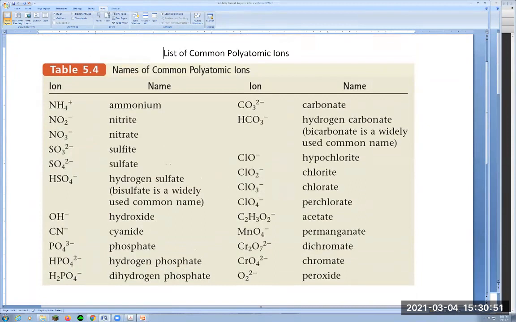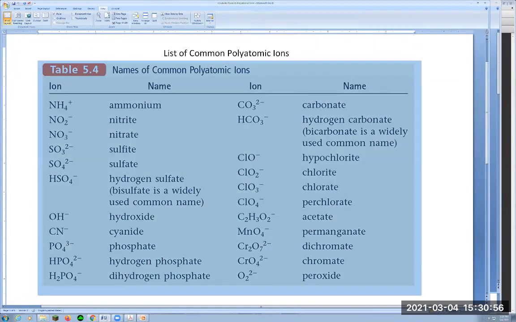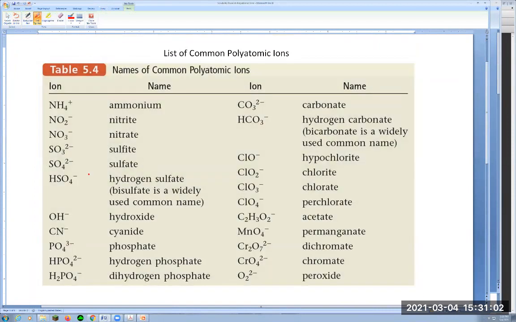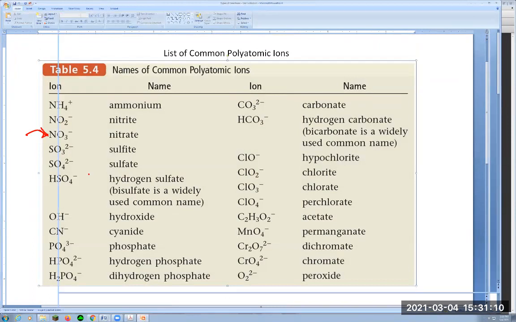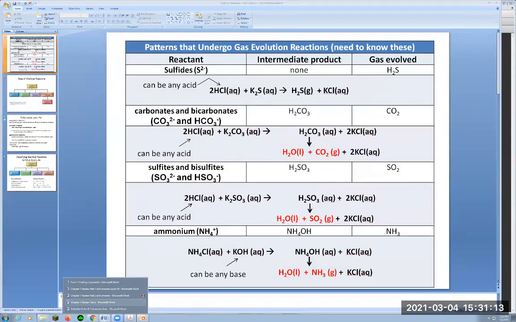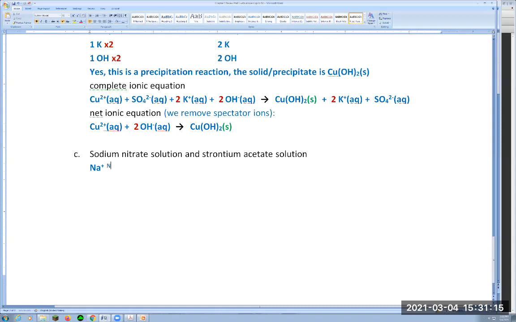And here you can see nitrate. Where is it? Nitrate here. Okay, NO3 -1. So the 3 is a subscript, so be very careful. It means 3 oxygen bonded to 1 nitrogen, and then there is only 1 negative charge.